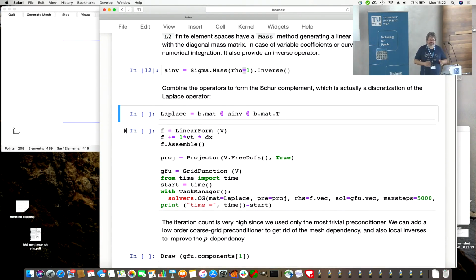Okay, we want to solve this mixed problem, A, B, B transpose. Forming the Schur complement is essentially the Laplace operator. We are combining these operators. This fast matrix has also a transposed fast operator.